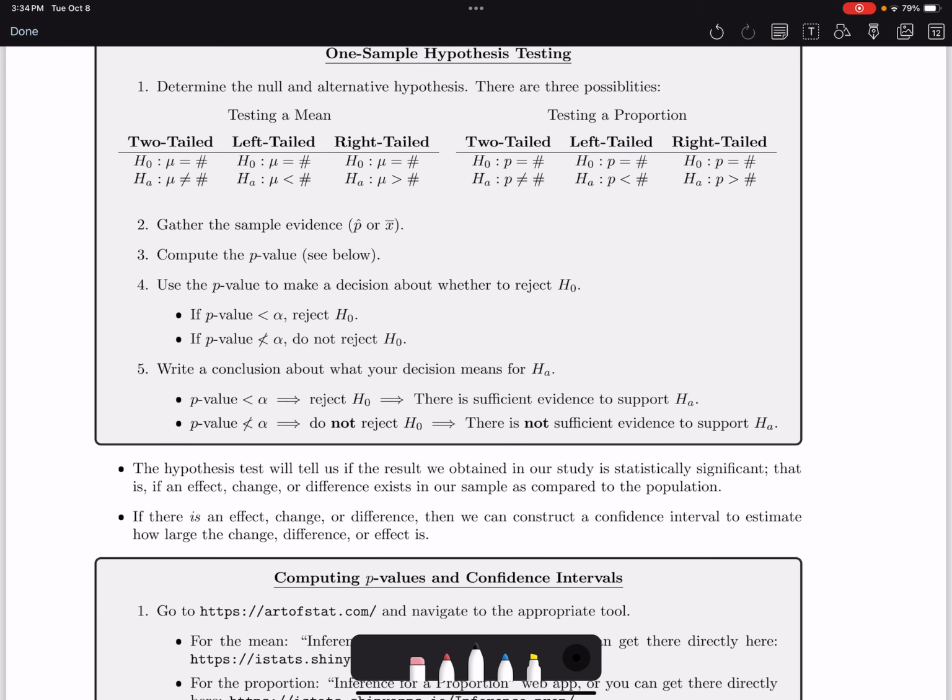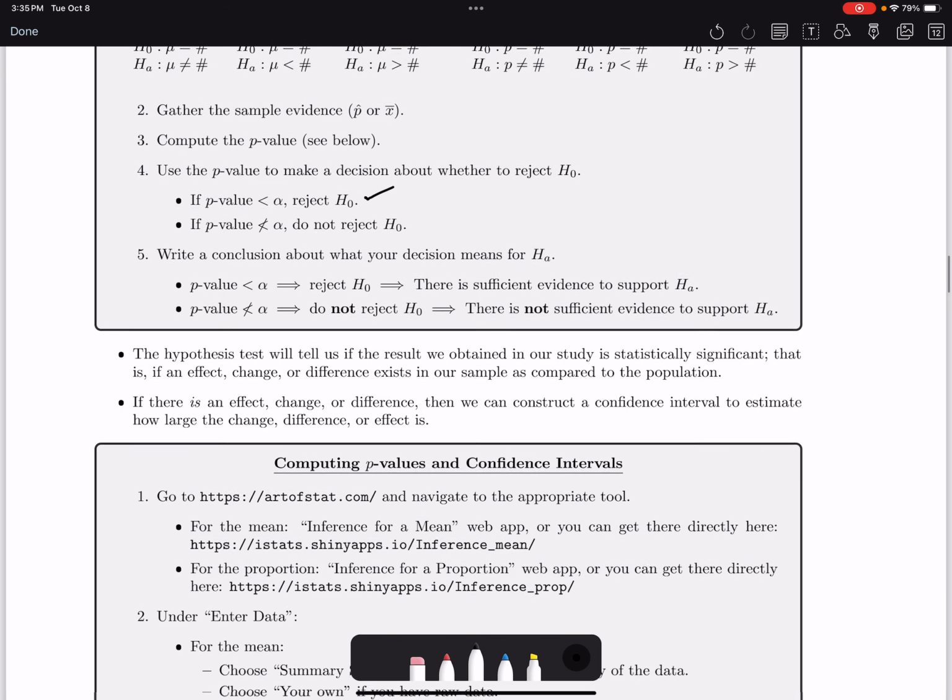If we're testing a proportion, then we'll want to gather the sample proportion. If we're testing a mean, we'll want to write down what the sample mean is, so that we have some idea of what our sample evidence is indicating. Then we'll compute the p-value, and we'll use Art of Stat to do that. Then we'll use the p-value to make a decision. If the p-value is less than alpha, we reject the null. If the p-value is not less than alpha, then we do not reject the null. And then finally, we'll write a conclusion about what our decision means for the alternative.